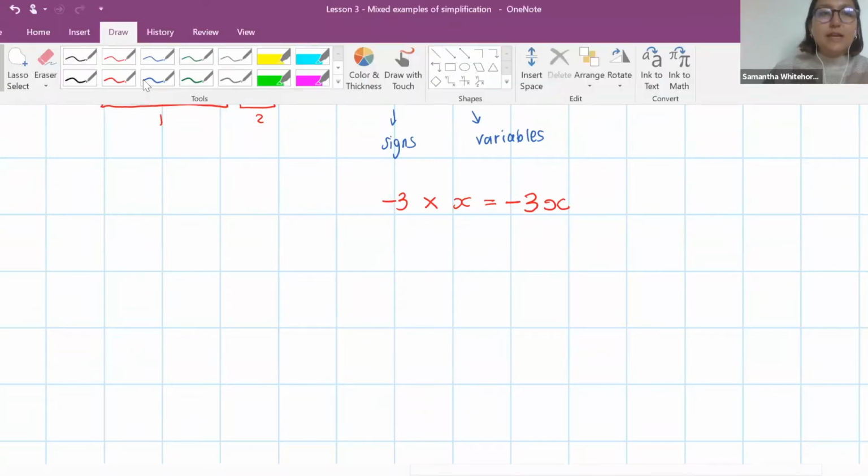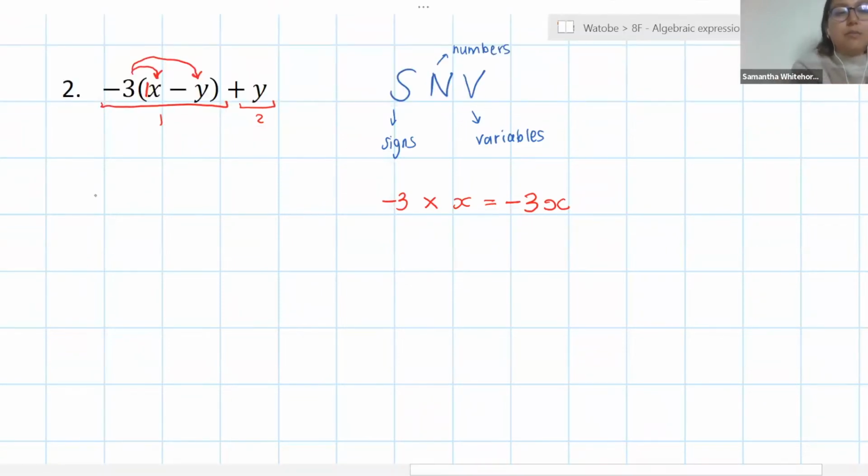So you can use SNV to help you simplify when you're multiplying or dividing. So we've got -3x. Now again, remember, if we're saying a negative times a negative, I get a positive. So there's my sign for the second distribution. 3 times that coefficient of 1 is 3. And then we just have the y. Then the second term stays exactly as it is because I can't simplify it any further.